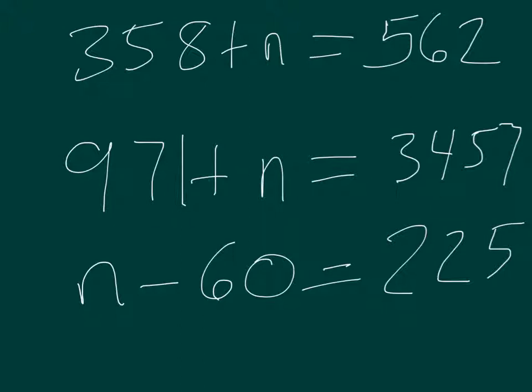And the last one should be helpful to work with subtraction. So if you look at n minus 60 equals 225, if I move over negative 60 and move it to the other side, what happens to it? And what does my number become? Try this on a piece of paper and see how you do.